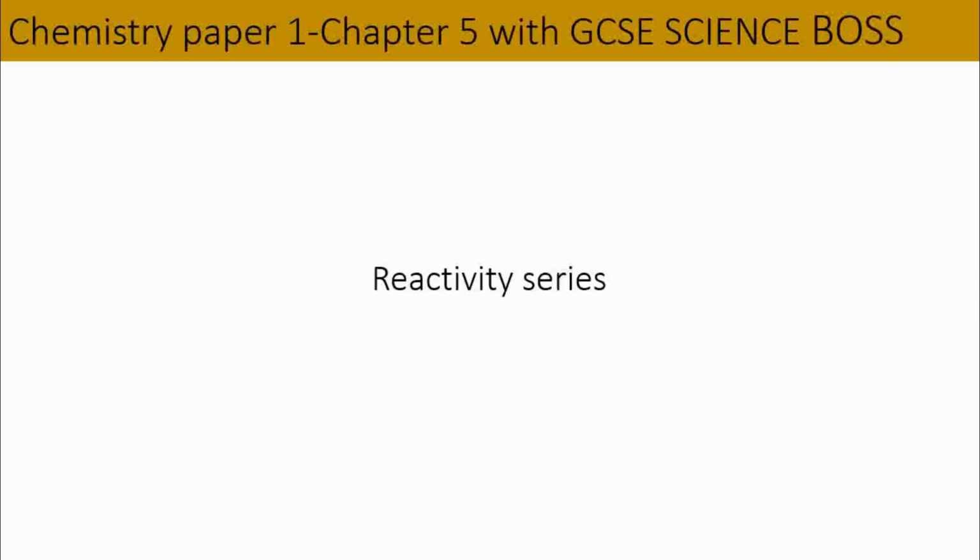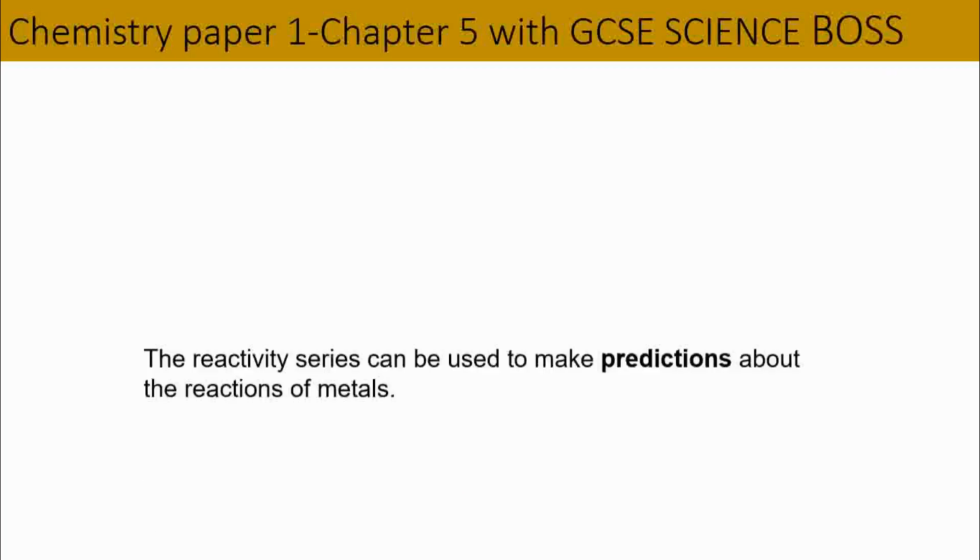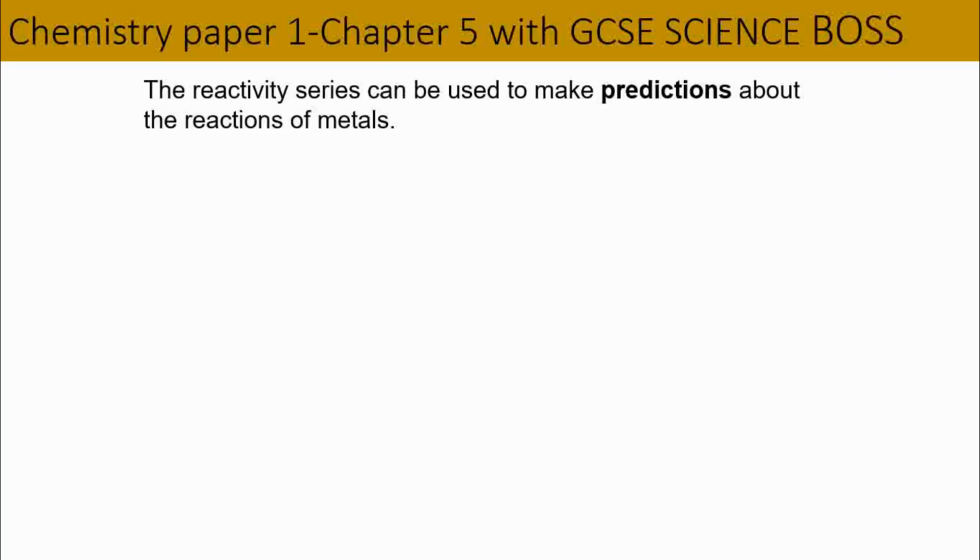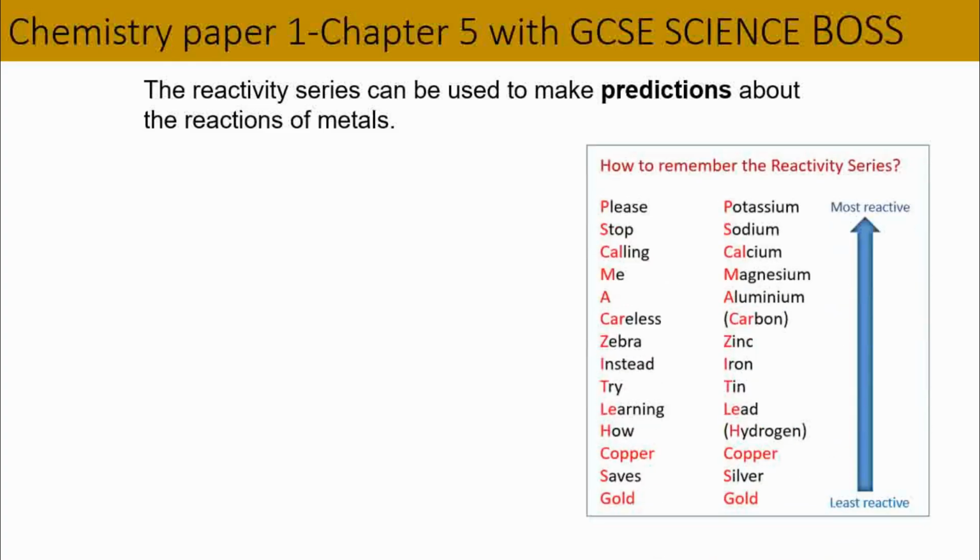So now let's look at the reactivity series. Now, what exactly is the reactivity series? A reactivity series is just a group of metals in a particular order that we can use to make predictions about certain reactions. And this is the reactivity series that you can see here, starting from potassium at the very top, which is the most reactive, all the way down to gold and even platinum at the very bottom.